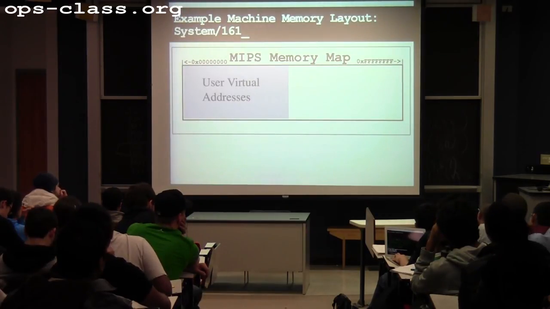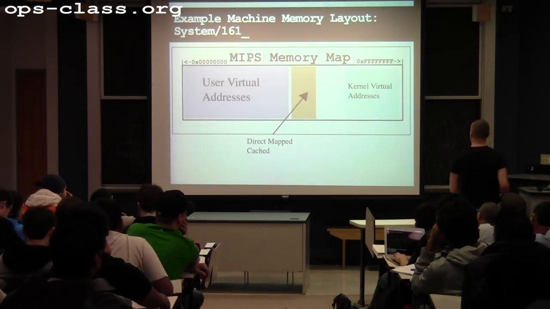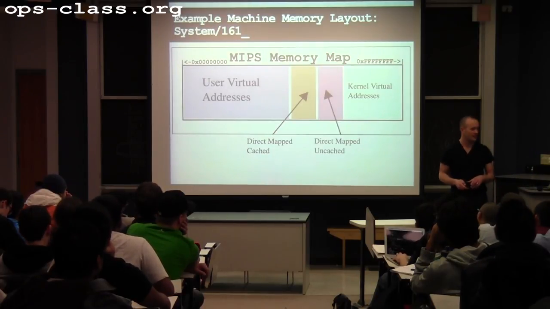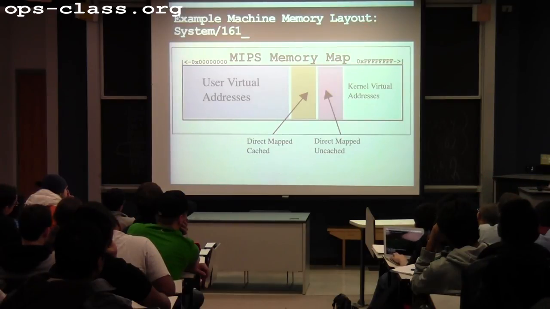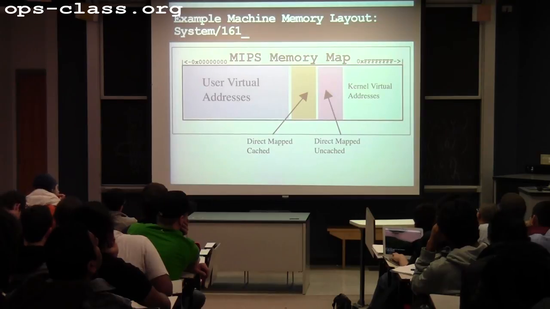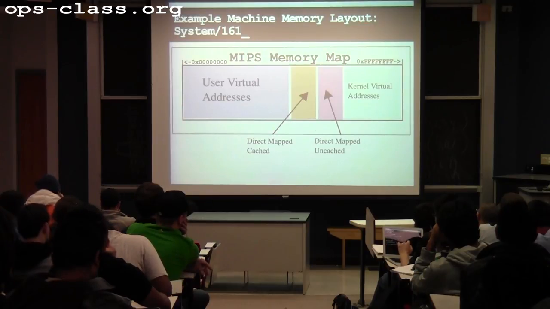All right, so let's just put this up on the screen. That's my direct map cached area. I've got kernel virtual addresses, and then the direct mapped uncached. So you guys will see this again, probably in recitations for assignment 3. Any questions about the MIPS memory map? Yes. And again, every device has its own way of doing this.